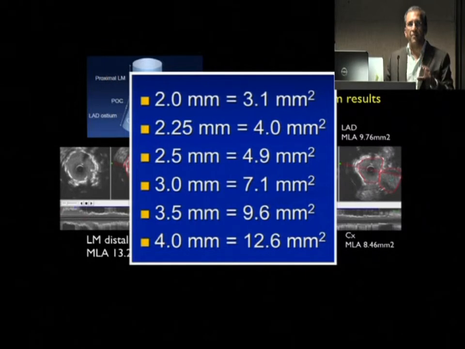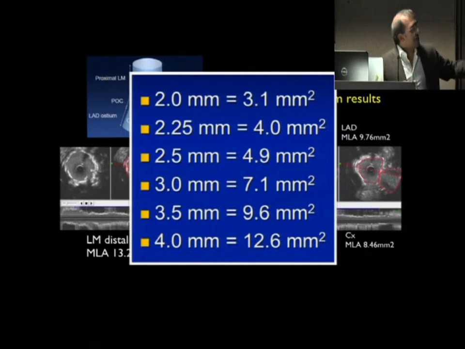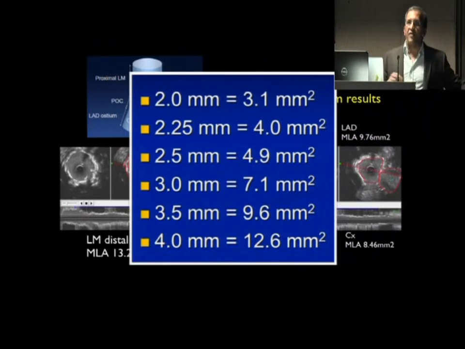And this is the rule of thumb. When you use a 2 millimeter stent, you need to have at least a 3.1 millimeter square cross-sectional area of the stent. So when you use a 3 millimeter stent, it has to be 7. When you use a 4 millimeter stent, you have to get a 12.6. If you do not get this, that means you have done a suboptimal result.